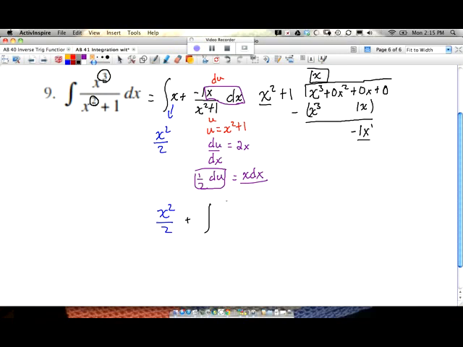Okay, so now what would that simplify to? We'd have negative 1/2 as a constant. 1 over u du becomes natural log of the absolute value of u. And u in this case is really x squared plus 1, which is always going to be positive, so we don't really need the absolute value. And then here in the beginning, we got x squared over 2. So there we go.